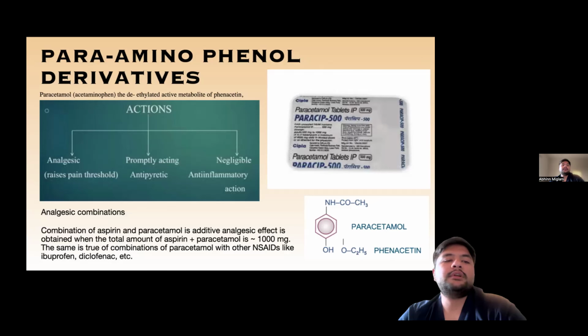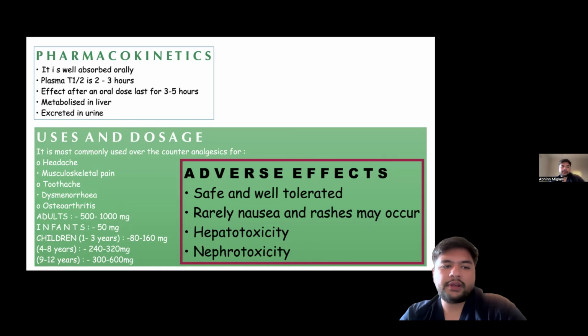Para-aminophenol derivatives include paracetamol, acetaminophen, and the deethylated active metabolite of phenacetin. These actions include analgesic and antipyretic effects and negligible anti-inflammatory action. The combination of aspirin and paracetamol gives an additive analgesic effect when the total amount of aspirin plus paracetamol is 1000 mg. Here I have also included the chemical structure. So these are the pharmacokinetics, uses and dosage and adverse effects.